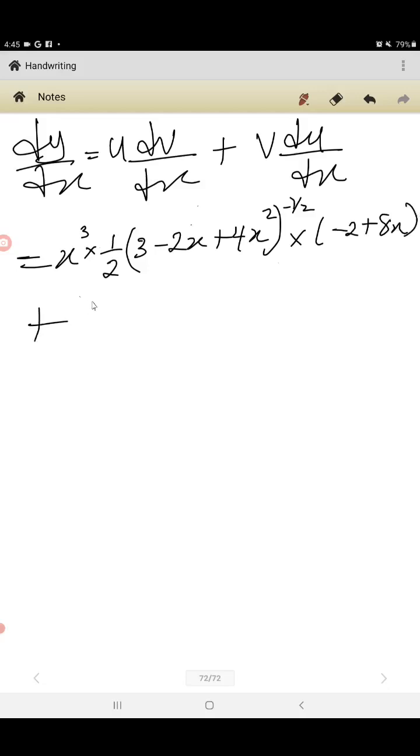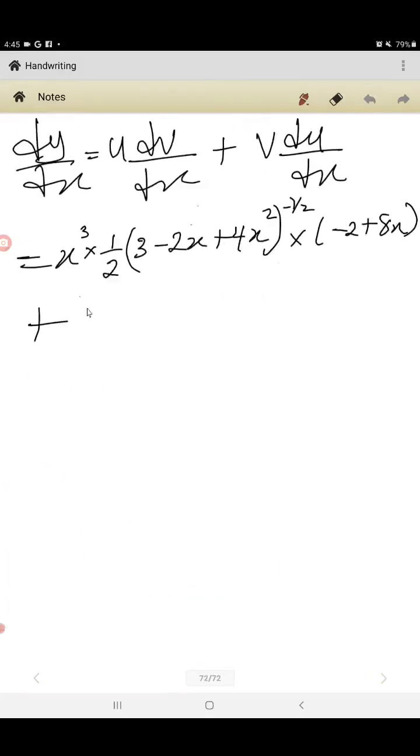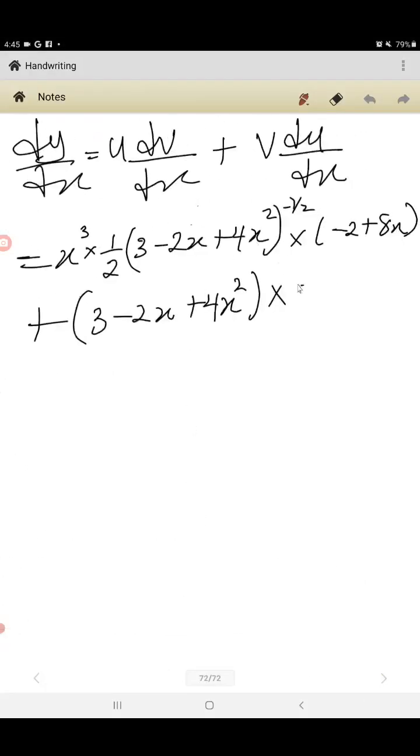So now plus v. And what is the value of our v? So the value of our v is 3 minus 2x plus 4x squared. Now multiply by du/dx. The derivative of u is the one that gave us 3x squared. So multiply by 3x squared.